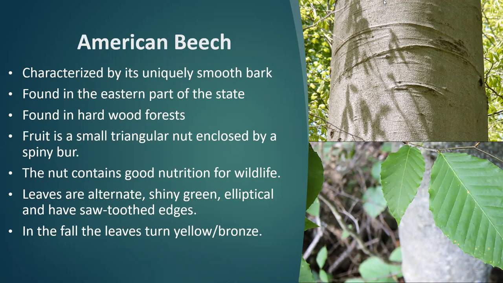Now it might look like in this picture that the leaf margin is entire. But if you focus a little bit closer, you can actually see that they are serrated. And it's really interesting. The serrations on the American beech are almost just continuations of the leaf vein. So essentially everywhere you'll see a serration on the margin is where you'll see that leaf vein coming to the edge of the leaf.